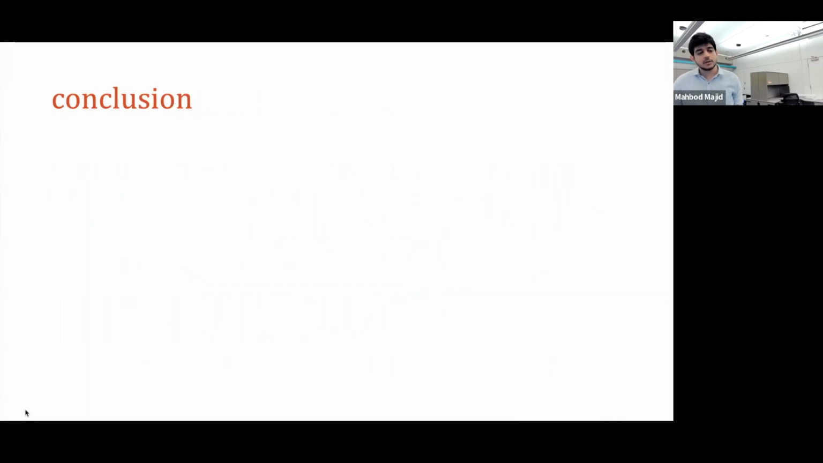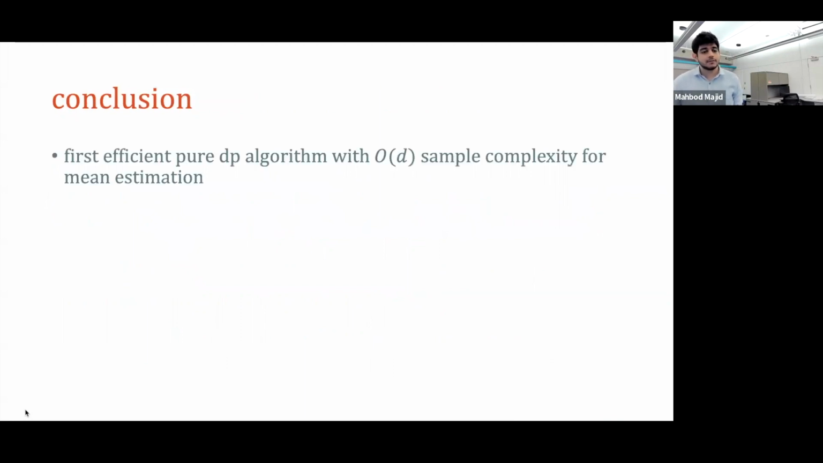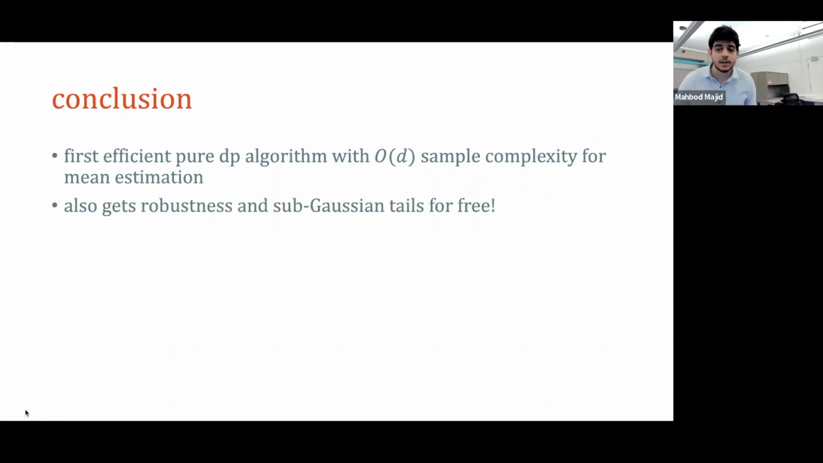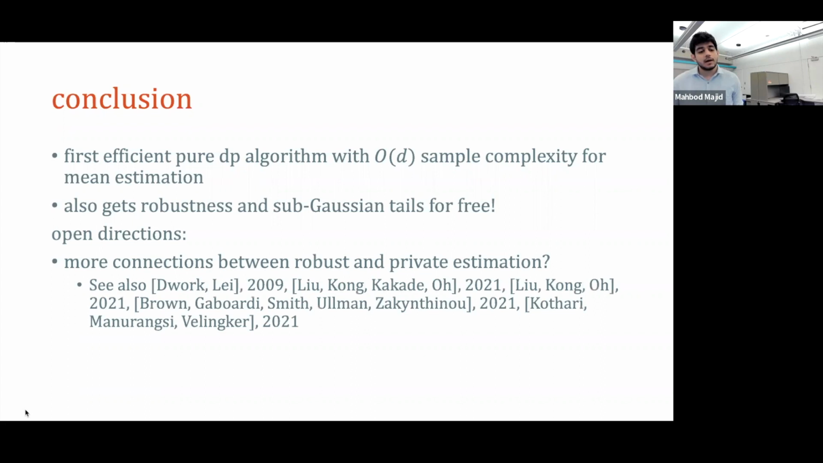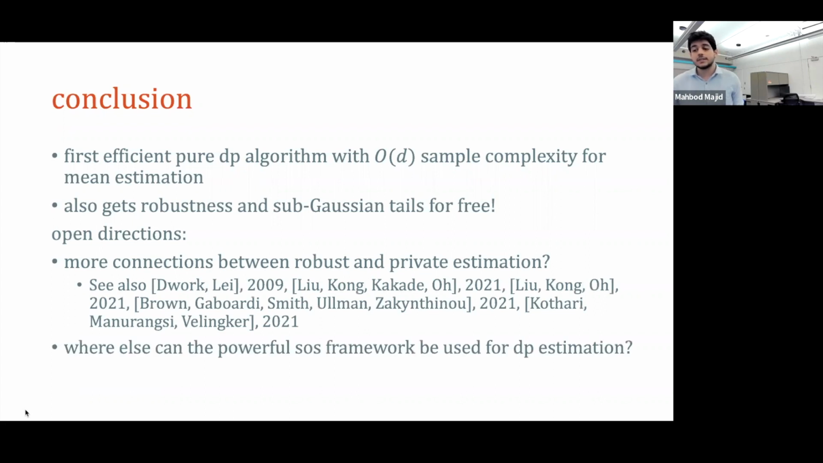Now, what's the conclusion? We give the first efficient DP algorithm of this sample complexity for mean estimation, and as a bonus, we also get robustness and sub-Gaussian rates for free. Some directions to explore are maybe exploring more connections between robustness and privacy, and see and explore where this approach can be applied. Okay, thank you.